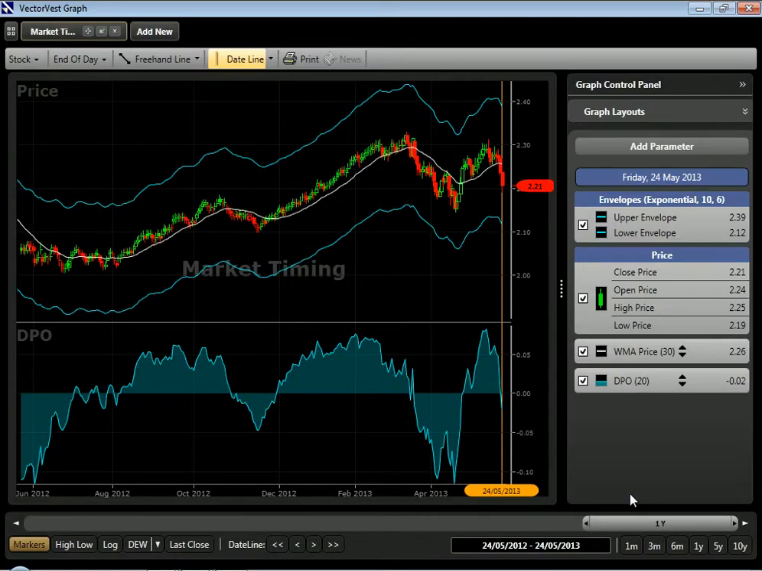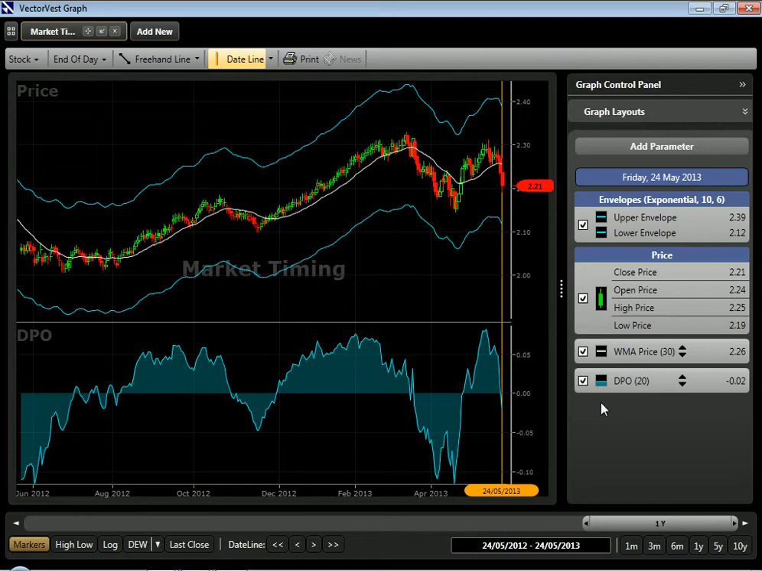To answer the question regarding market timing, I have loaded up a market timing graph with the ProTrader Timing DEW layout. Now, this is a unique timing system that uses technical analysis for its up and down triggers. We have upper and lower envelopes surrounding the price of the VectorVest composite for Australia. The white line intersecting the VectorVest composite is a 30-day weighted moving average. And down below on the subgraph we have a DPO, which is a detrended price oscillator.